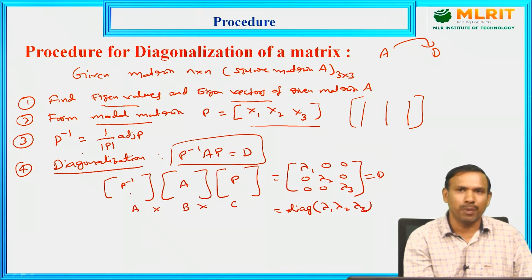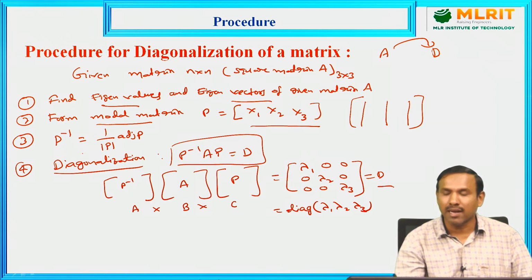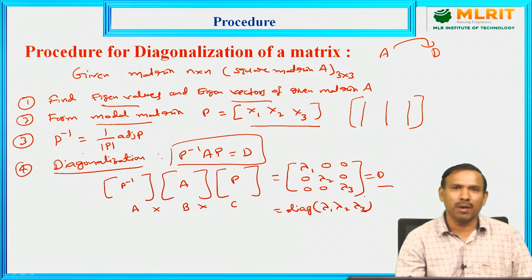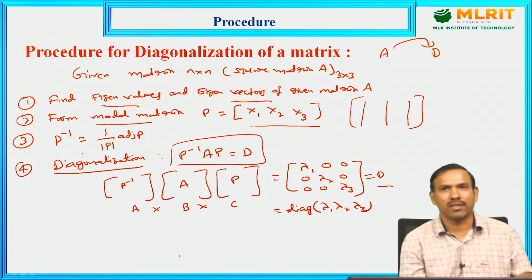Since we have P inverse, A and P, multiply these three matrices, and exactly we will get a diagonal matrix. That too, especially, it contains the eigenvalues in the diagonal. The remaining elements, other than these 6 elements, will be 0. The same procedure can be done for 2 by 2, 3 by 3, 4 by 4 or n by n. This is the diagonalization procedure.